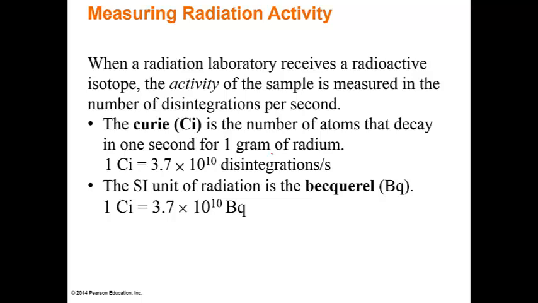The SI unit of radiation is the becquerel, the Bq. So 1 Curie equals 3.7 times 10 to the 10th becquerels. Again, we can go back and forth between the Curie and the becquerel. All right.